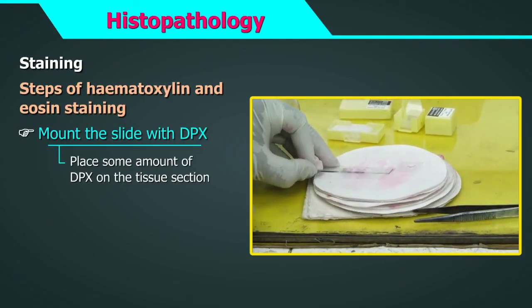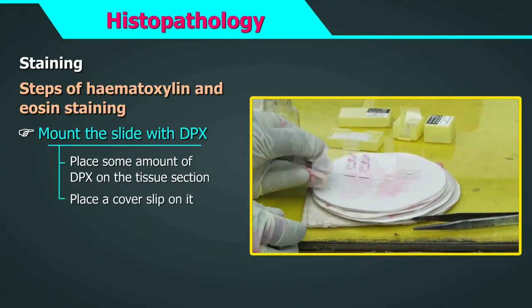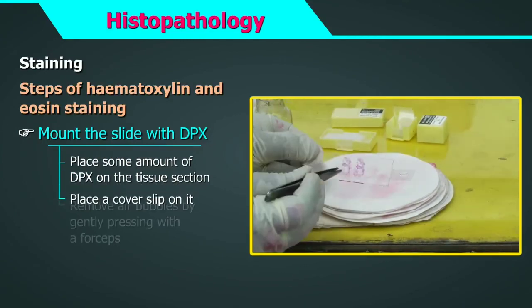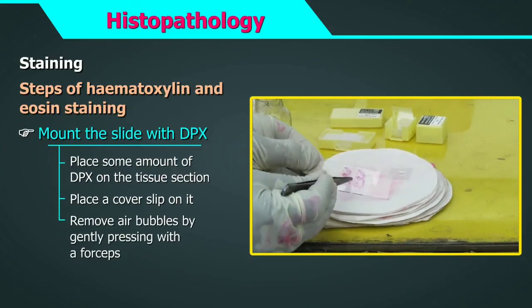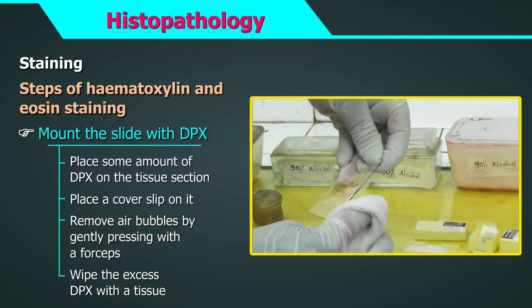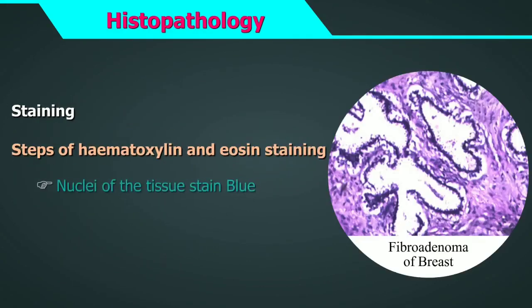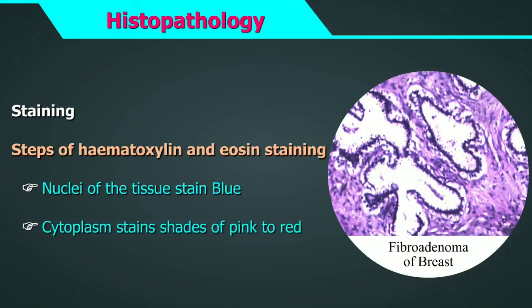Place some amount of DPX on the tissue section and place a cover slip on it. Remove air bubbles by gently pressing with the forceps. Wipe the excess DPX with a tissue. The slide is now ready to be viewed under the microscope. The nuclei of the tissue stain blue, while the cytoplasm stains shades of pink to red.